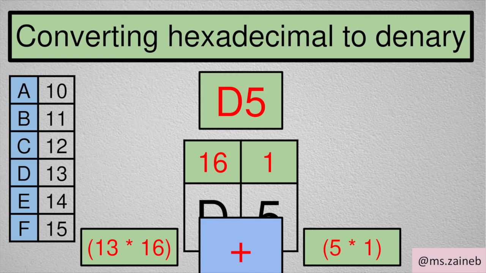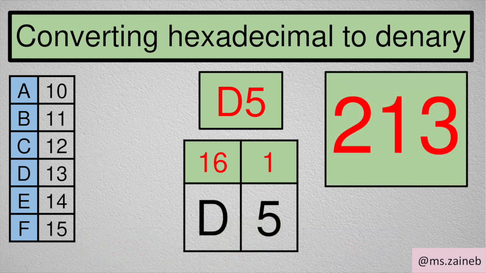So 13 times 16 is 208. 5 times 1 is obviously 5. And then I would add them together to get 213. And that's how to do the conversion. Really, really easy. Okay, let's try another one.